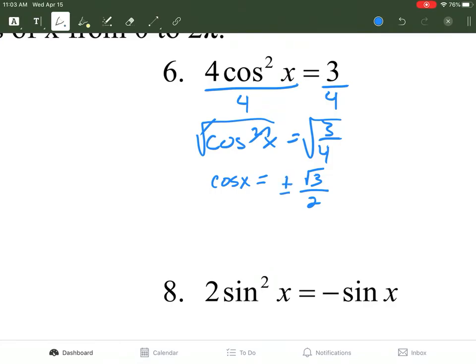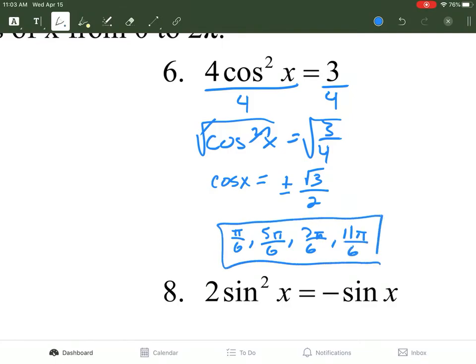So now what we're going to do is look at all the x values of our points on the unit circle and find out where they are, what radians they are when it's positive or negative root 3 over 2. So we have 4 of them. We have pi over 6, 5 pi over 6, sorry, missed one. 7 pi over 6, and 11 pi over 6. Those are the 4 answers you should have for this equation.